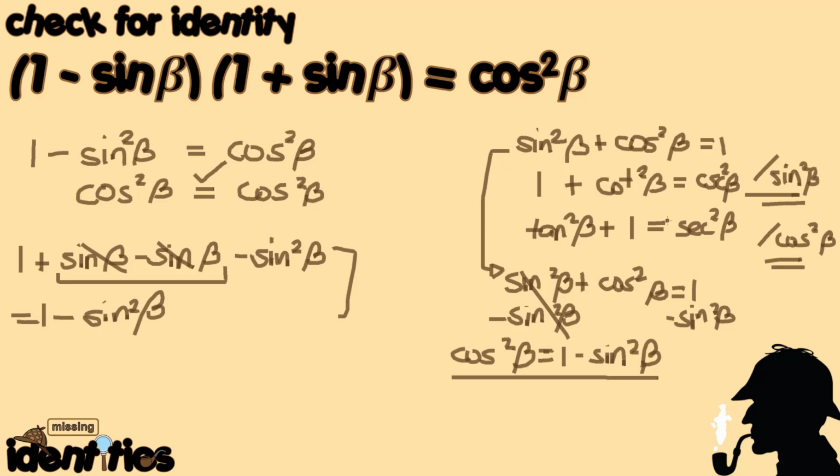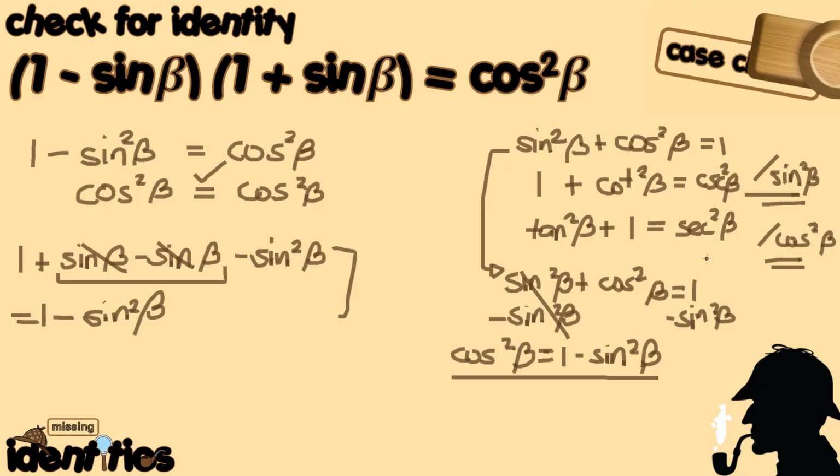We used here again Pythagorean identities and the concept of manipulating any of them. This case for missing identity is now closed.